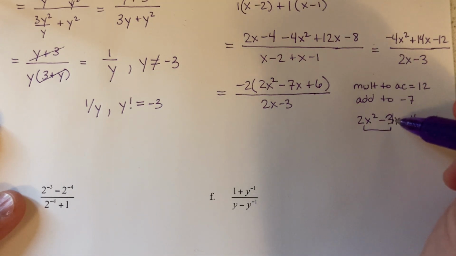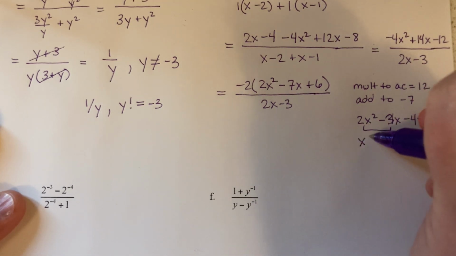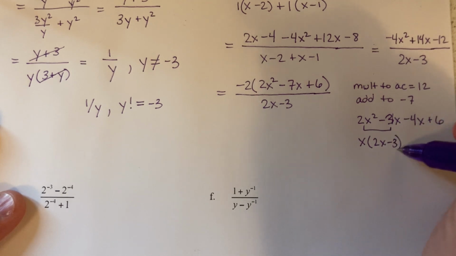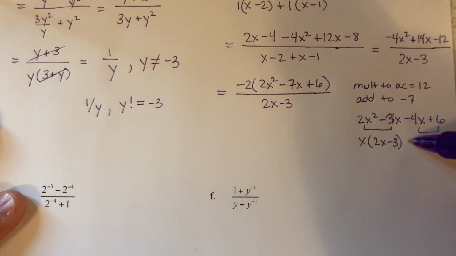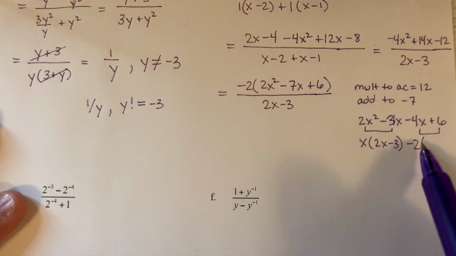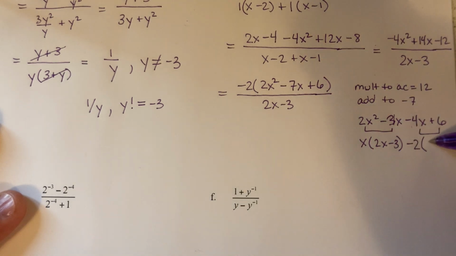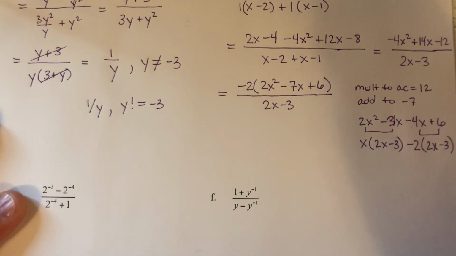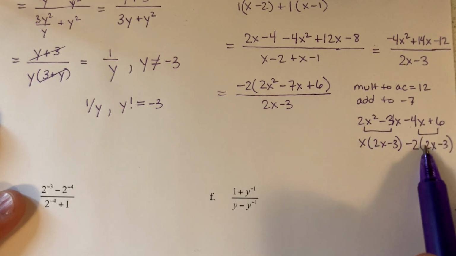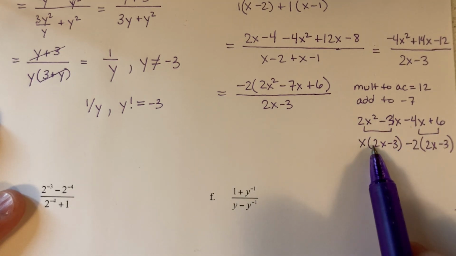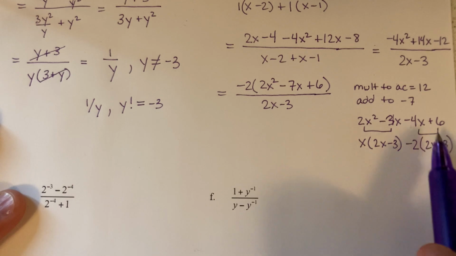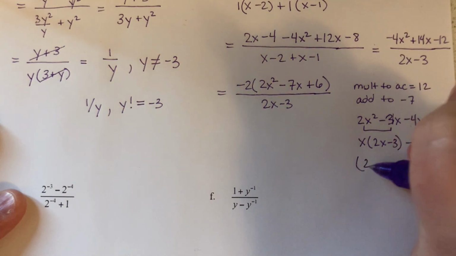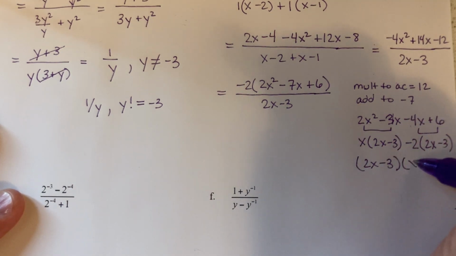So the only common factor here is an x times 2x minus 3. And in the second two, I'm going to factor out a -2. And then what's left is 2x minus 3. And in factoring by grouping, we're always looking for those parentheses to match. So what I got is 2x minus 3 times x minus 2.